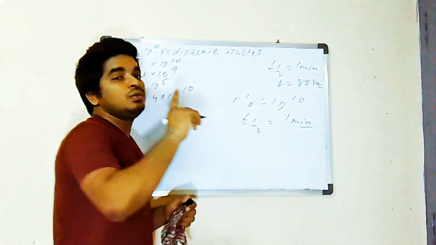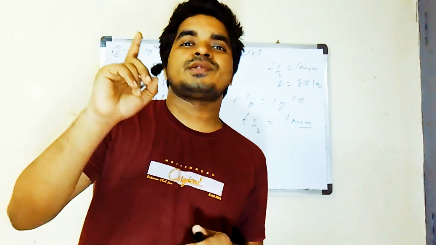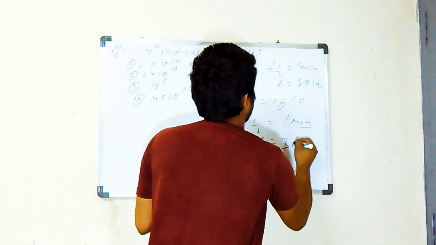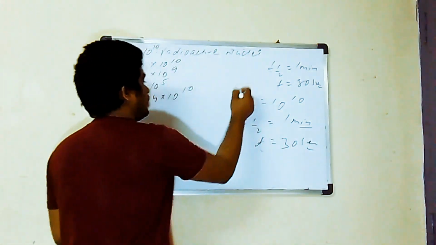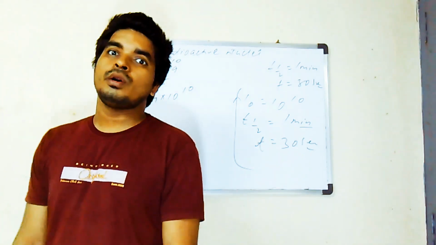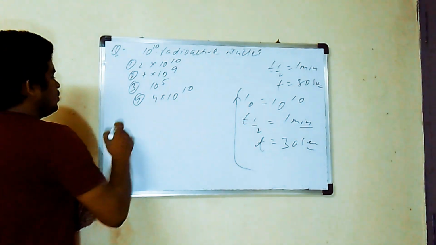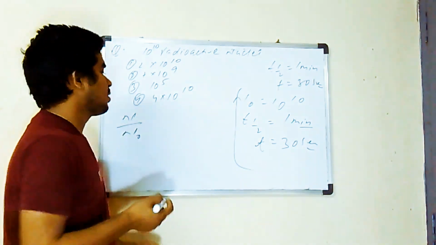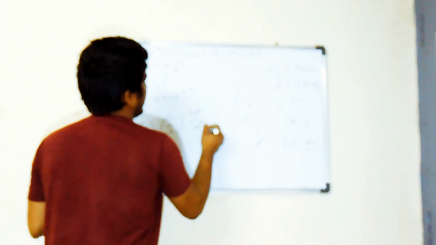The question is asking you the number of nuclei after 30 seconds. T equals 30 seconds. Only this information is given. Decay constant is not given. So, you told that this is the relation: N by N naught equals (1 by 2) to the power t divided by T half.